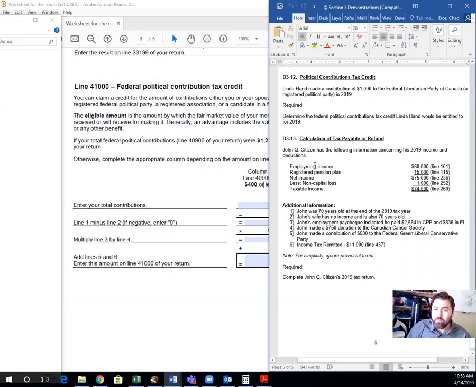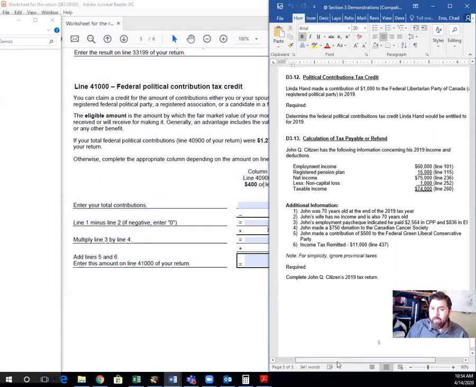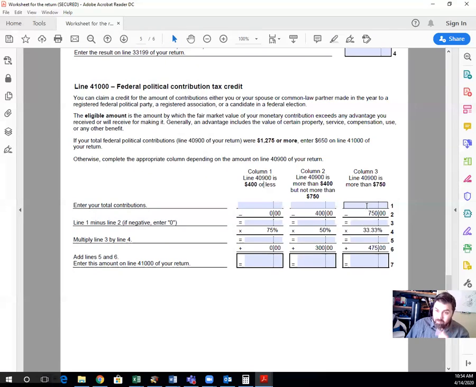Okay, so here's our political contributions tax credit demonstration problem. Linda Han made a contribution of $1,000 to the Federal Libertarian Party of Canada, a registered political party, in 2019. Determine the federal political contributions tax credit Linda Han would be entitled to for 2019. So all we have to do is take a look at our brackets, and it's more than $750. So we put 1,000 in here, and 1,000 minus 750 is 250. So 250 times 33%.